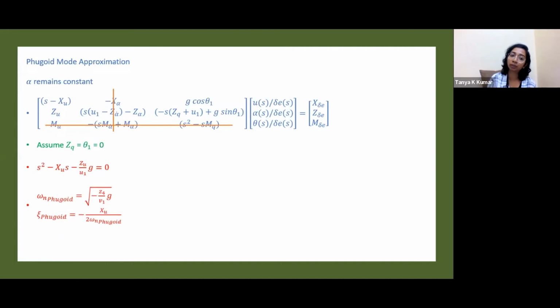Similarly, we perform the analysis of the phugoid mode. In this case, we assume that the alpha doesn't change. This is not a very great approximation, but we can still work with it. The phugoid mode takes a long time and oscillates over a long period. So it remains at the same angle of attack over the entire oscillation, which is not true, but it's an approximation. This leads us to this equation of motion and the two quantities, natural frequency and damping ratio.